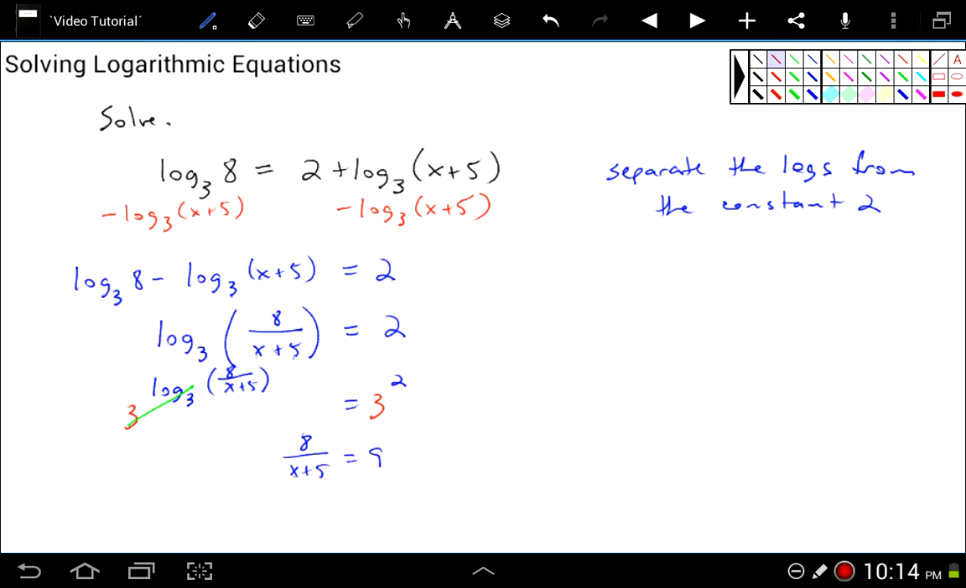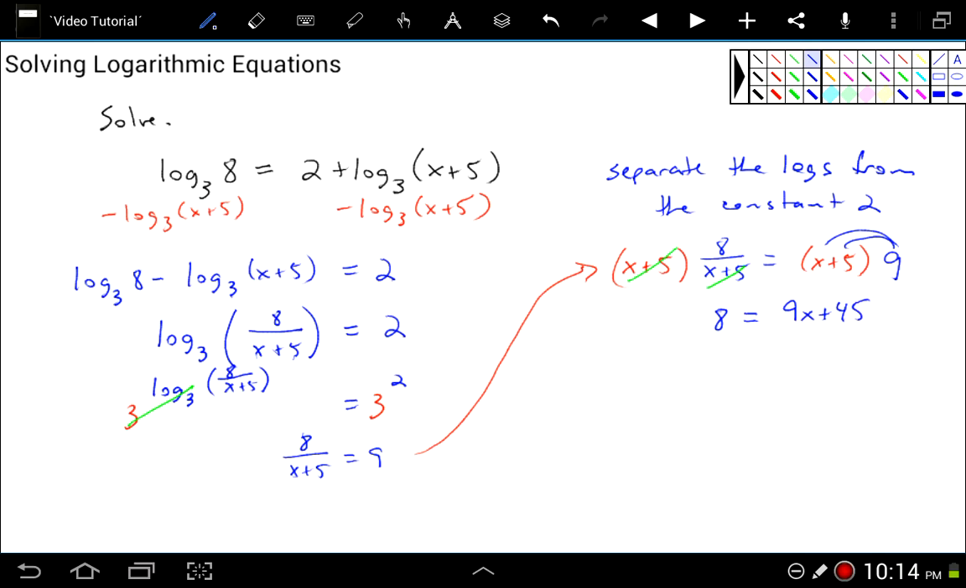And since this equation has a fraction, let's come up here, multiply both sides by x plus 5. So I've got x plus 5 times 8 over x plus 5 equals x plus 5 times 9. On the left side, the x plus 5's cancel, leaving 8. And on the right side, I'll distribute my 9 to get 9x plus 45. I'll finish by getting x by itself, so I'll subtract 45 to get negative 37, and I'll divide by 9 to see that x equals negative 37 ninths.